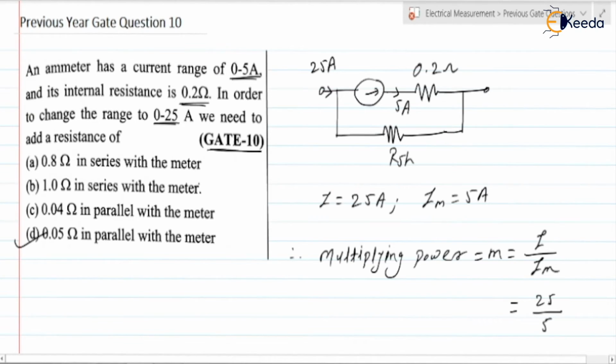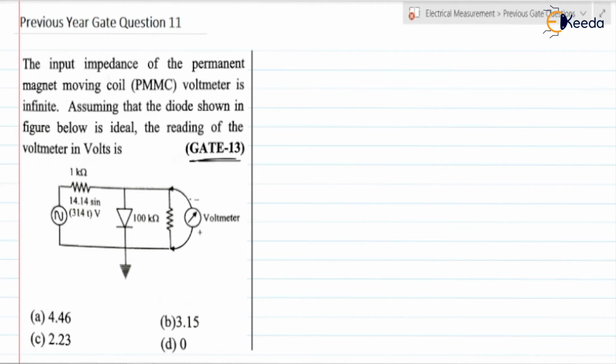This question is from GATE 2010 examination. Previous year GATE question number 11. Let us read the question. The input impedance of the permanent magnet moving coil, that is a PMMC voltmeter, is infinite. Okay, so this voltmeter is having an infinite impedance. Assuming that the diode shown in the figure below is ideal, the reading of the voltmeter in volts is, and they have given the four options.